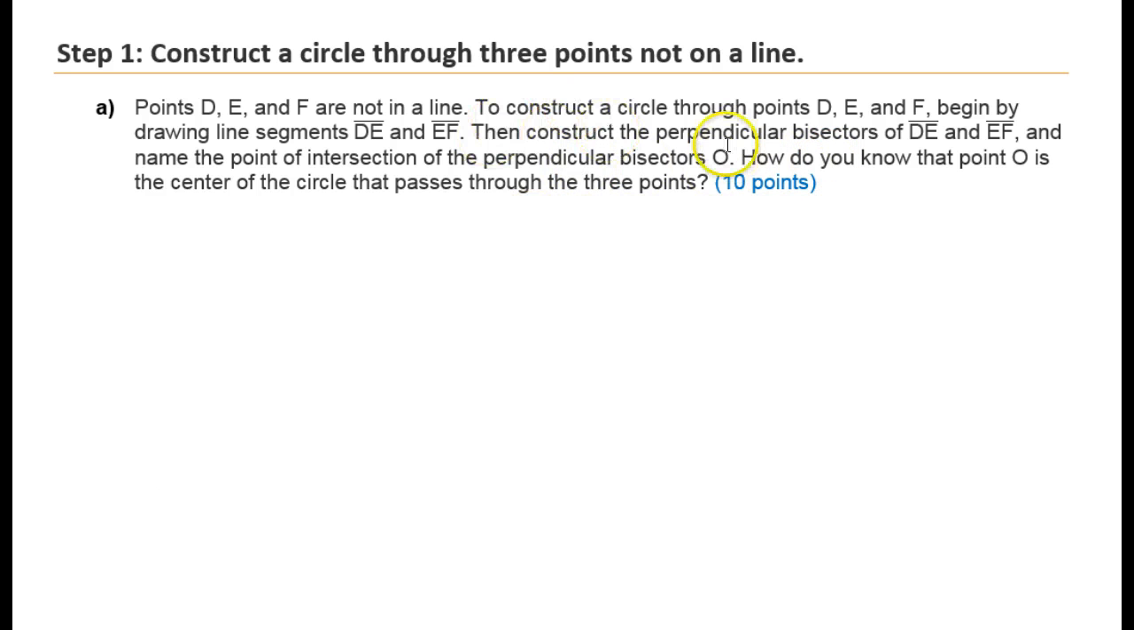They're describing how you construct a circle by making these perpendicular bisectors and finding the point of intersection. And then they're asking you the question, how do you know that point O is the center of the circle that goes through the 3 points? So you're supposed to write some sentences about this.